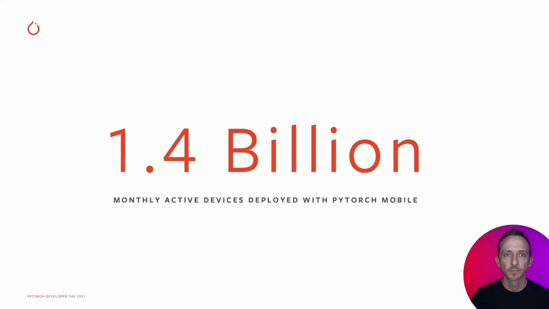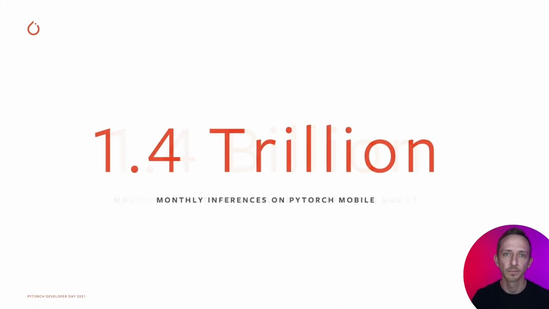What is our reach? We have 1.4 billion monthly active devices deployed with PyTorch Mobile across those surfaces. These devices cover a wide range of hardware, going from high-end iOS and Android phones to older generation phones, delivering a consistent experience to our users across all of them. On those, we have 1.4 trillion inferences made monthly. To reach that scale, we have had to make PyTorch Mobile a reliable runtime, ready for scaling.